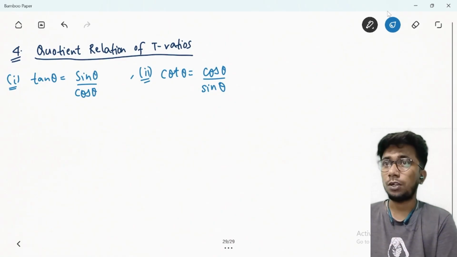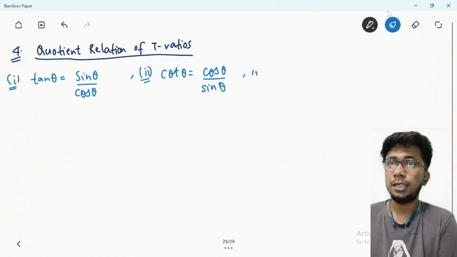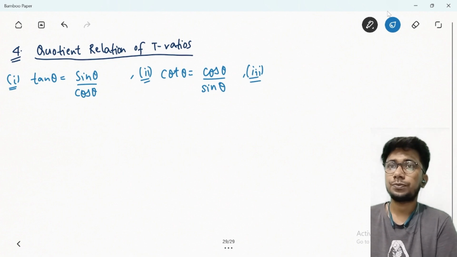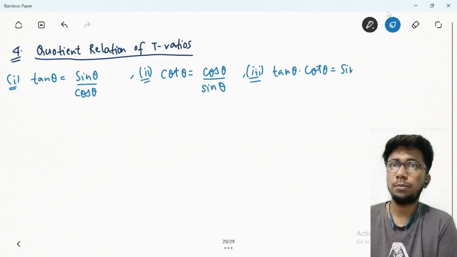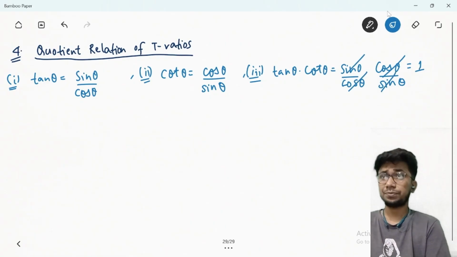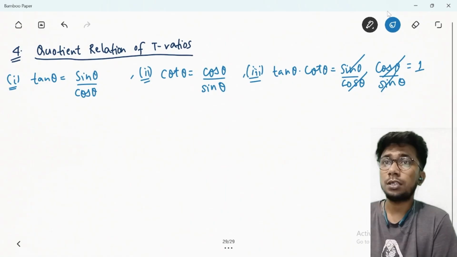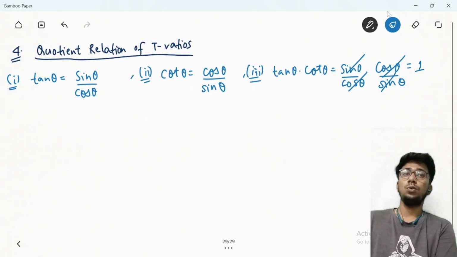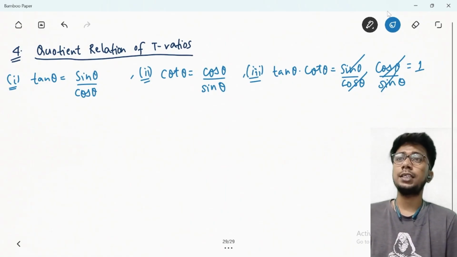फाइन. और यहां से हम क्लियरली देख सकते हैं दैट tan theta into cot theta is what? It is nothing but sin theta upon cos theta multiplied by cos theta upon sin theta, and that will give you 1 because these will get cancelled out. Fine. This one is also an important result, and this result will help you while we study trigonometric identities.